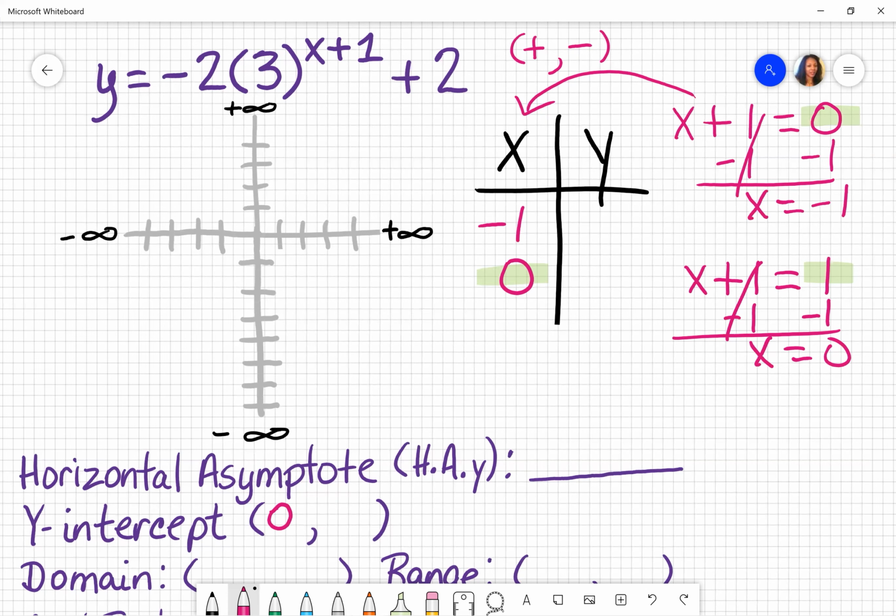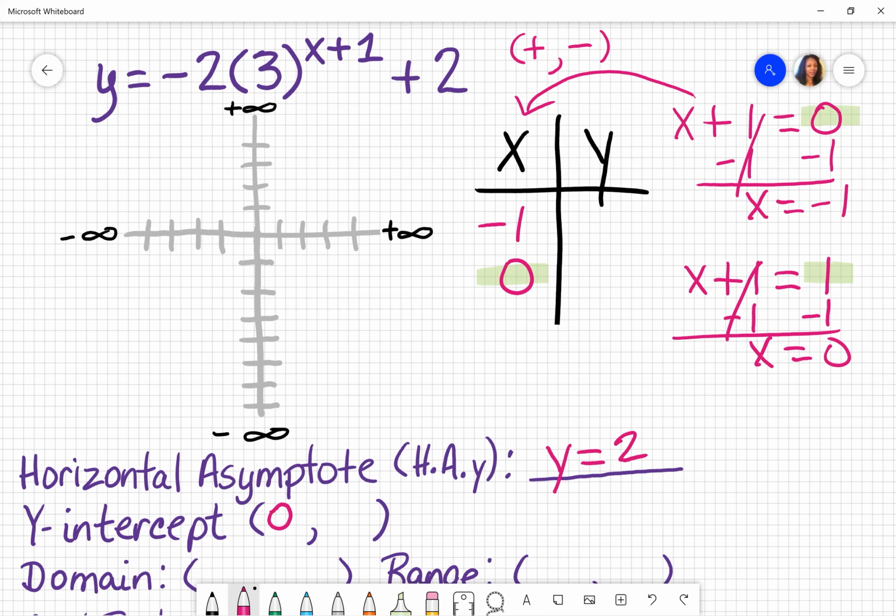I want to look for my horizontal asymptote, which I told you about in another video. If you spell the word "HAY," that will remind you that your horizontal asymptote means y is equal to something. Well, what is y equal to? It's always whatever k is. It doesn't matter what the sign is. Take the entire k. So in this case, it's +2.